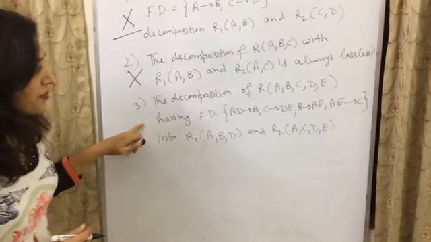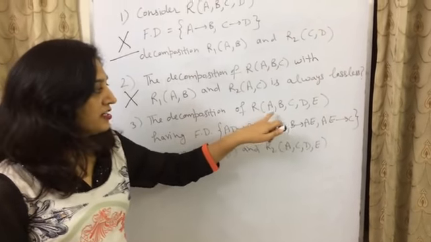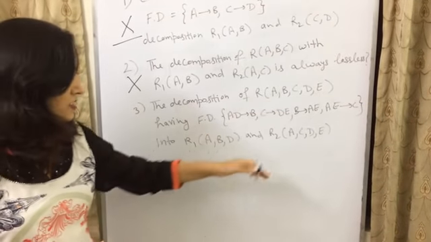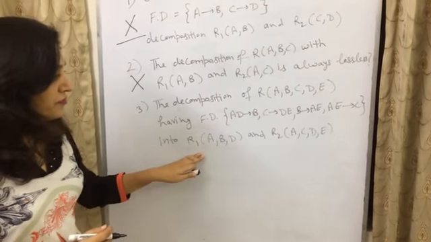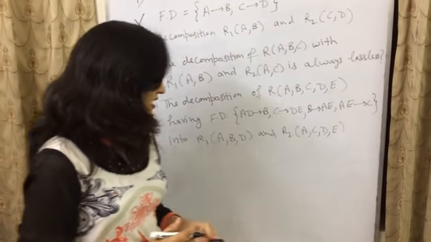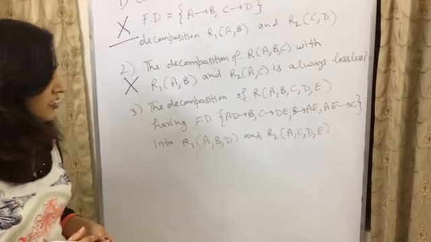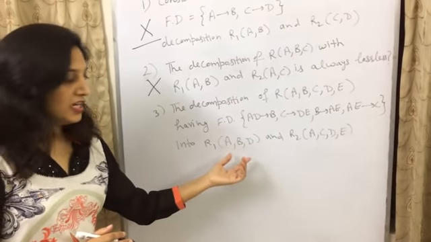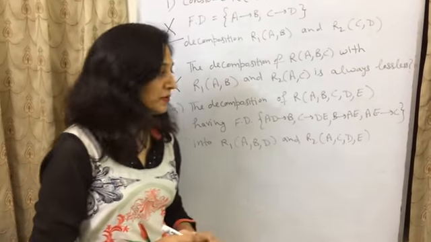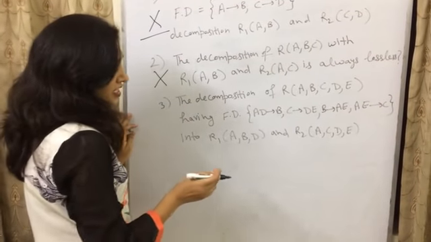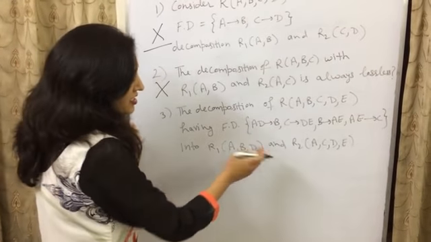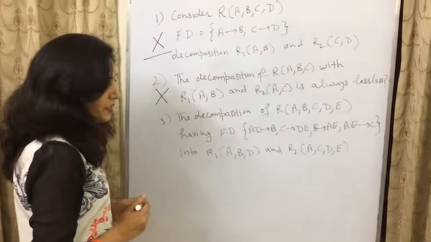Let's go for the third example. The decomposition of R contains 5 attributes A, B, C, D, E, and functional dependencies are given to us. And now the decomposition is R1 which contains 3 attributes A, B, D, and R2 which contains 4 attributes A, C, D, E. If you see here, there are two common attributes, AD is here and AD is here also, meaning AD is common. So if we can prove that AD is the primary key of one of the relations, then we can say that it satisfies the lossless join property.